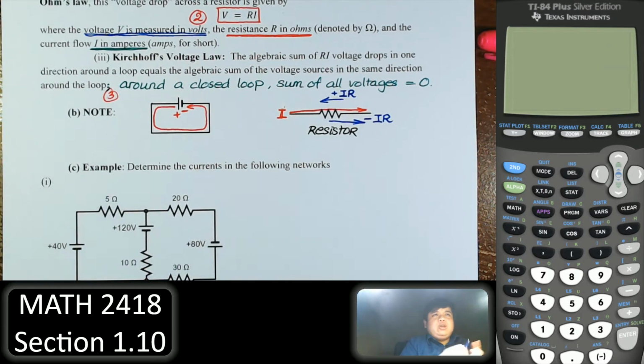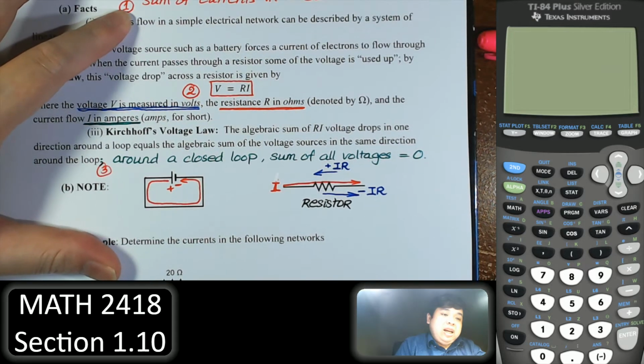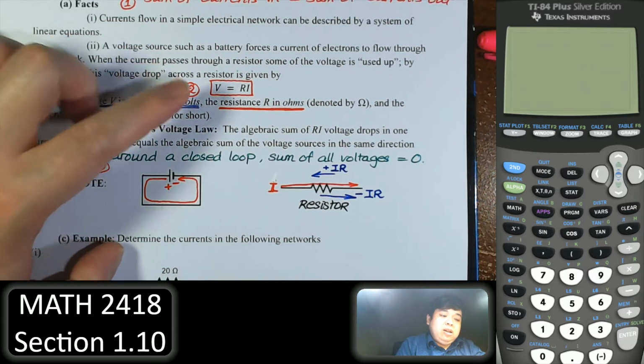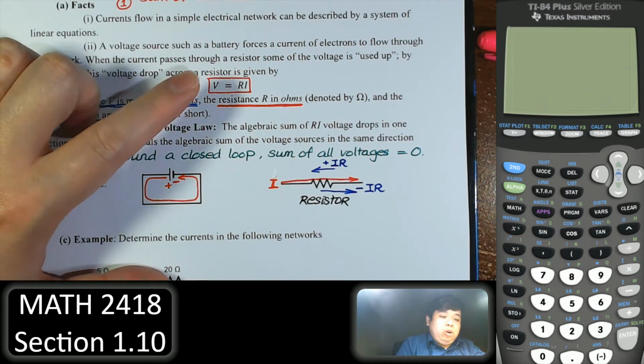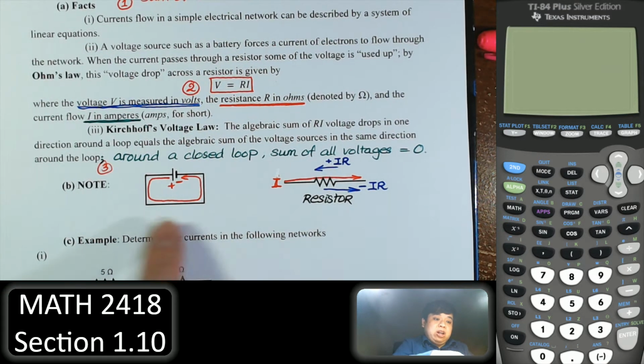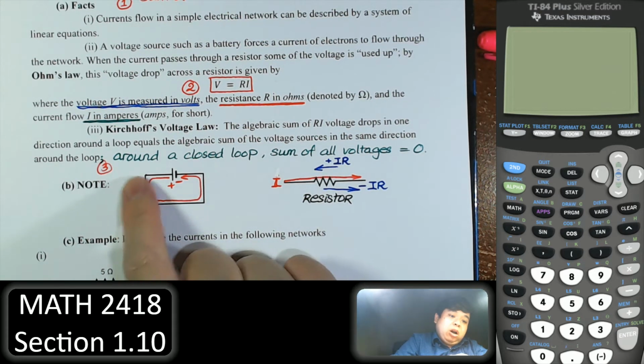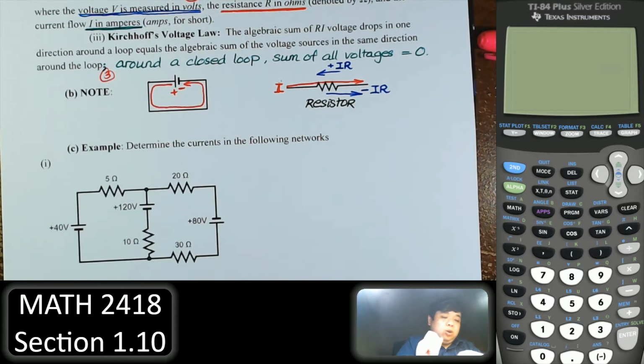Now put all of that together: determine the currents in the following network. So let's say we have this network. How do we do it? Remember three facts. One, the sum of currents in equals the sum of currents out. Two, the voltage equals R times I, and we determine the direction by these two rules. And number three, around a closed loop, the sum of all voltages equals 0.